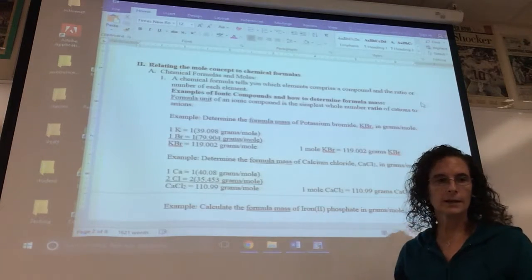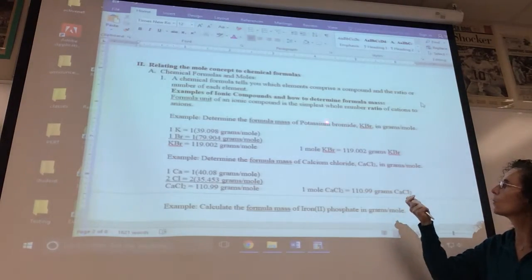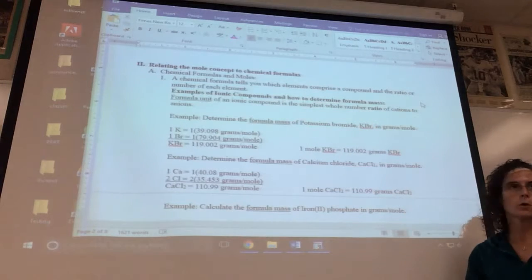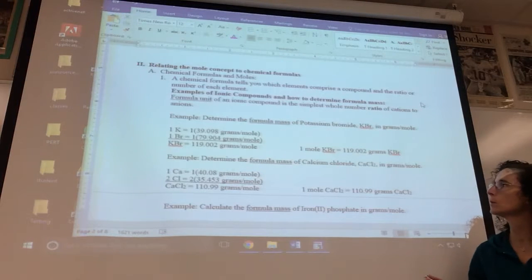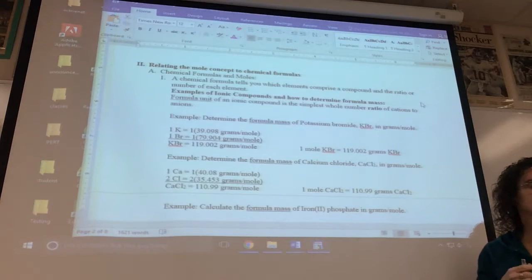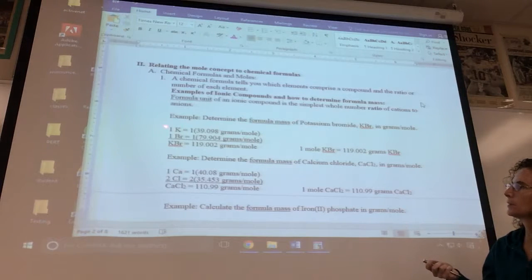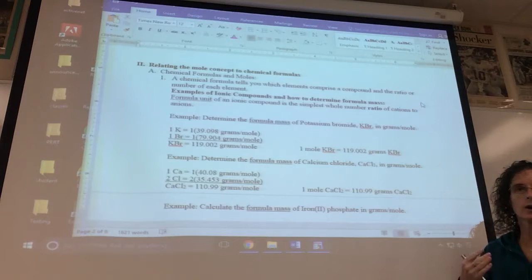For example, it says determine the formula mass of potassium bromide. Here I did write the chemical formula for you. That's something you're able to do already, so it's not something I'd give you on the quiz. We want to know the formula mass of potassium bromide. That is the mass in grams of 1 mole of the compound. Potassium bromide has 1 potassium ion and 1 bromide ion. So I'm just going to represent it as an element here because electron loss or gain is not going to impact the mass.